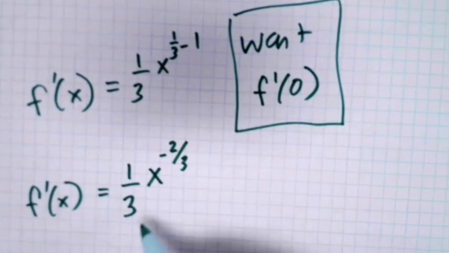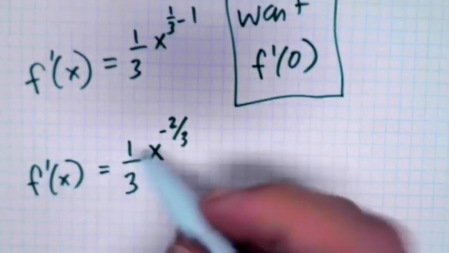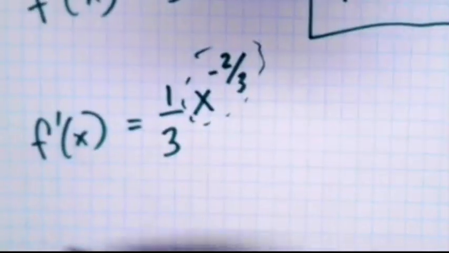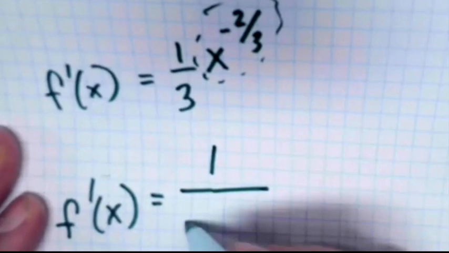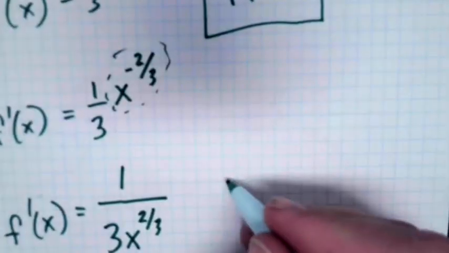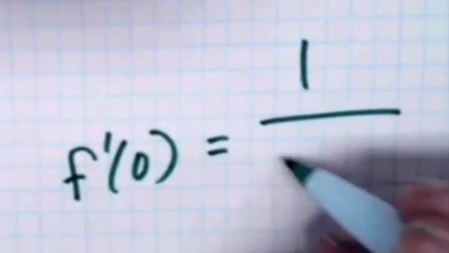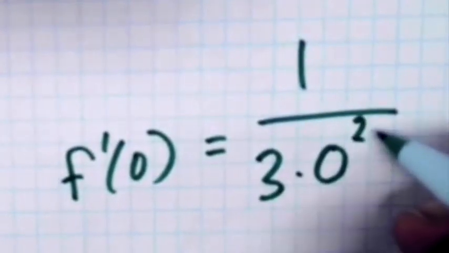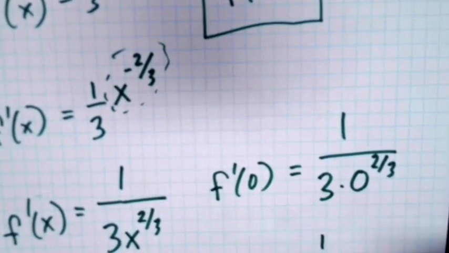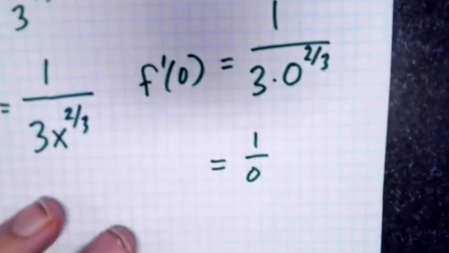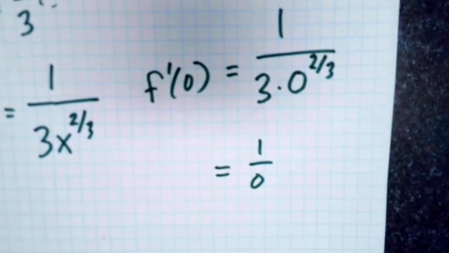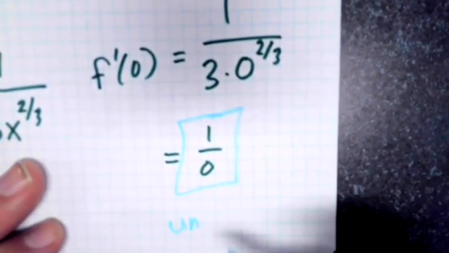Now, if I want to rewrite this in a way that might make more sense to me, I can bring this negative exponent down and get f prime of x is equal to 1/3 over x to the 2/3. Now, if I look at f prime of 0, I get 1/3 times 0 to the 2/3 become 1/0, and I can't do that. So when you have something visually that doesn't work, it corresponds to something algebraically that doesn't work, right? It's like two different ways of looking at the same thing. I can't do 1 divided by 0.